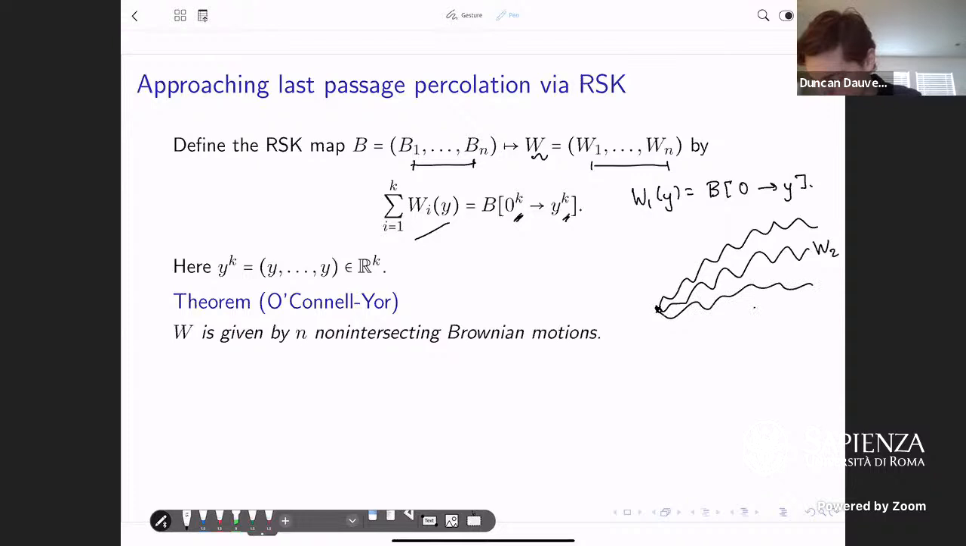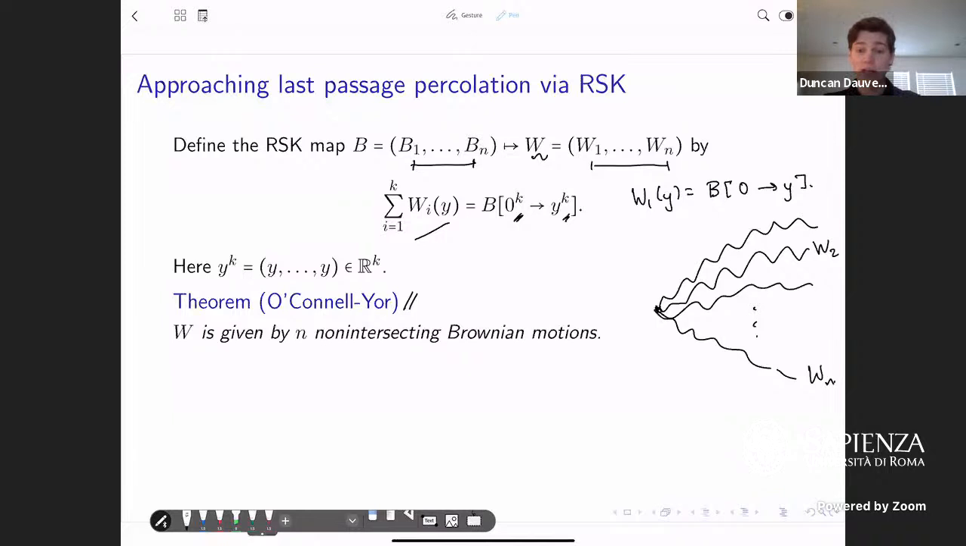And so it turns out these Wi are ordered. And so they kind of look like stripes on a watermelon. And that's why sometimes we call this the melon map. And there's a theorem, I'm going to state the theorems here for just this model of Brownian last passage, that goes back to O'Connell and Yor, which says that W is given by n non-intersecting Brownian motions, or it's a Dyson's Brownian motion. And so there are really nice formulas for understanding this W.